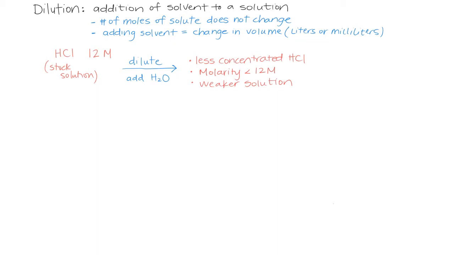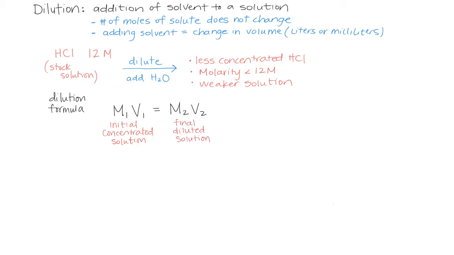To find that information, we will need to use the dilution formula. M1 and V1 are the molarity and volume of the initial concentrated solution. And M2 and V2 are the molarity and volume of the final diluted solution. This equation works because the molarity multiplied by the volume equals the number of moles of solute, and remember that the moles of solute do not change during a dilution. Now let's take a look at a couple of problems and calculations involving the dilution formula.